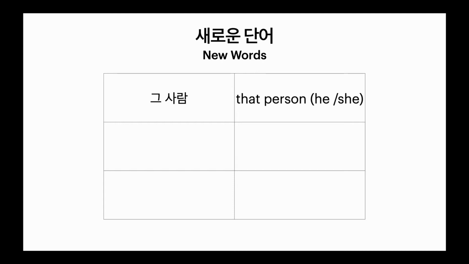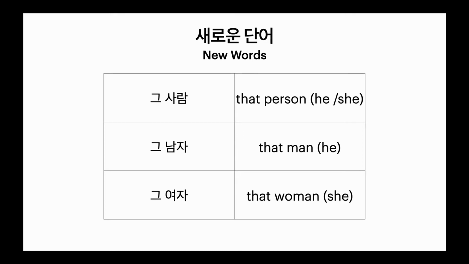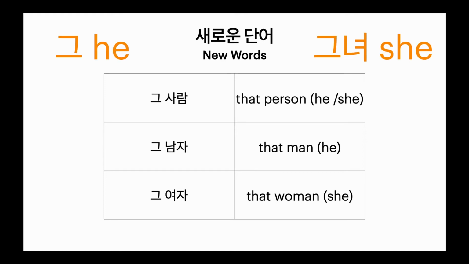And if you want to specify that it is a male, you could say 그 남자 for that man, that boy, that guy, aka he, or 그 여자, that woman, that girl, aka she. Now the words, in case you want them, are 그 for he and 그녀 for she, but honestly, I feel like I've never heard them actually spoken when someone's talking about someone else. I almost always hear 그 사람, 그 남자, 그 여자, and there's tons of other words that they'll use in place of he and she. But just so you know, he is 그 and she is 그녀.